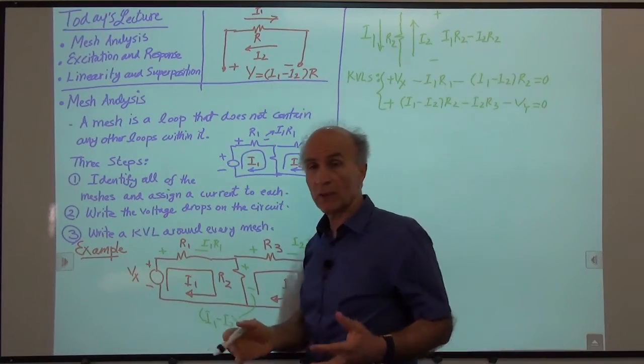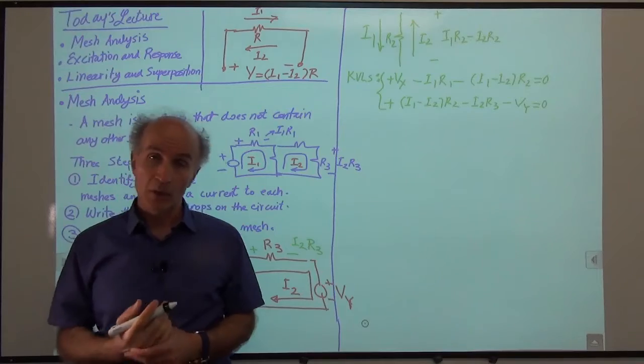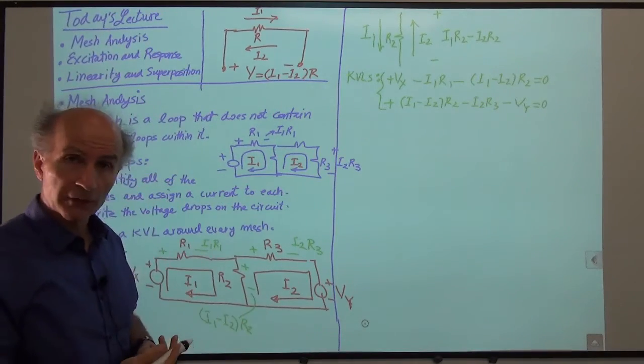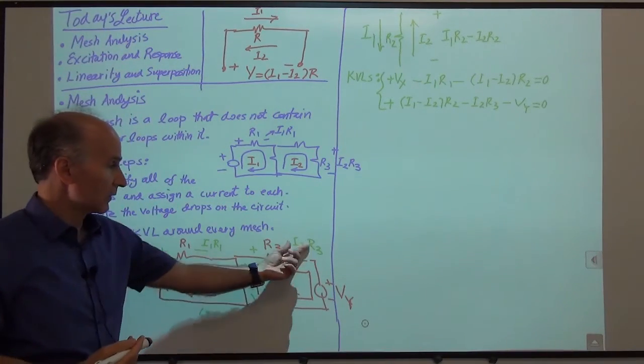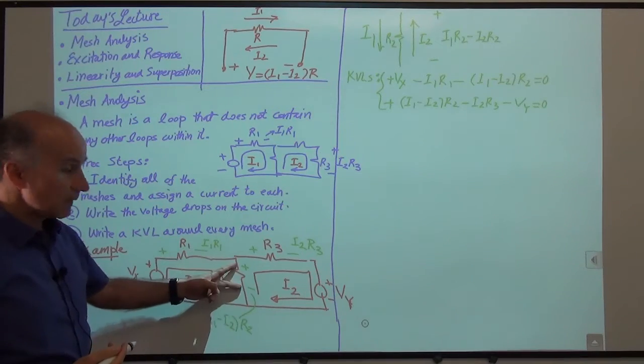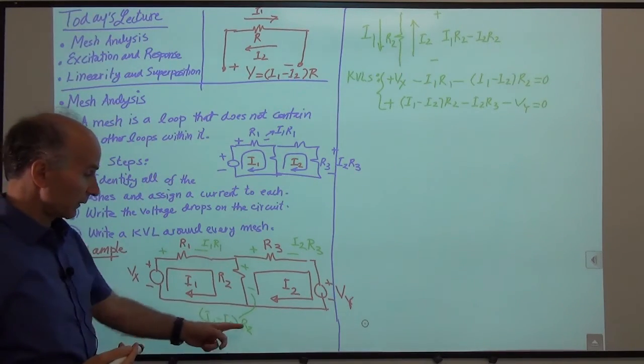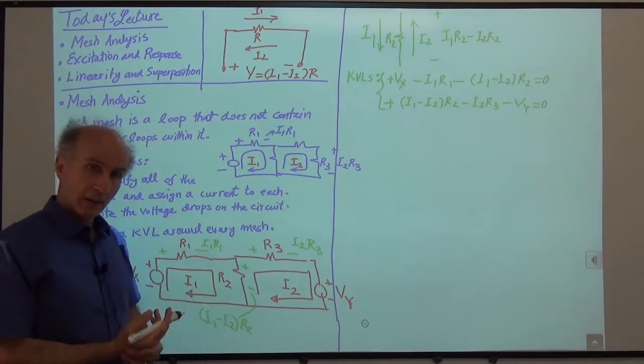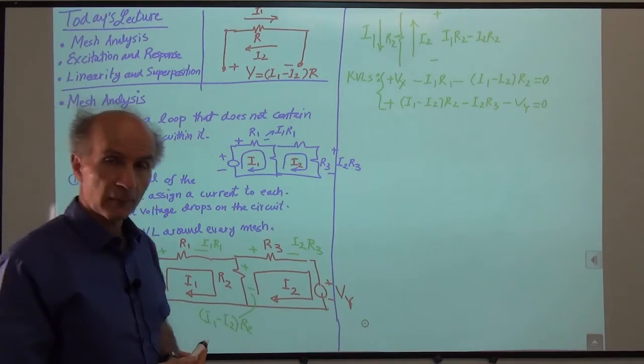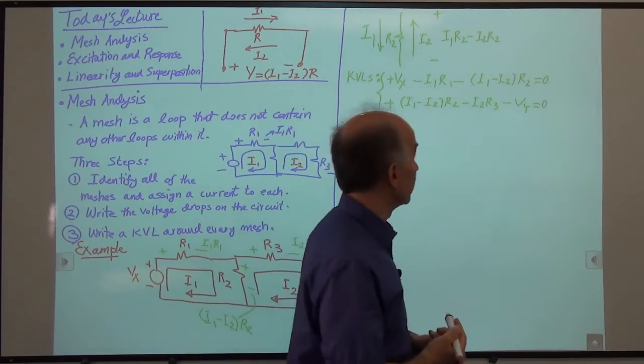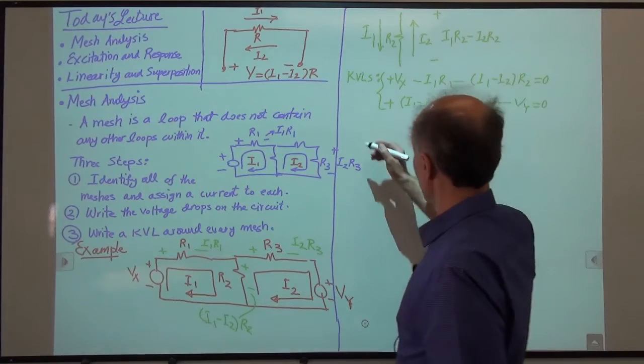So 2 equations, 2 unknowns, we can find I1 and I2. Once we have those, we can find anything else we want, right? This voltage is known, this voltage is known. This voltage is now I1 minus I2 times R2. We can find that, etc. All right, so a few interesting observations then.